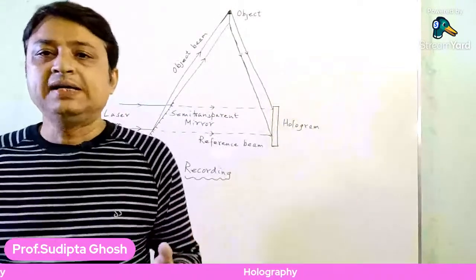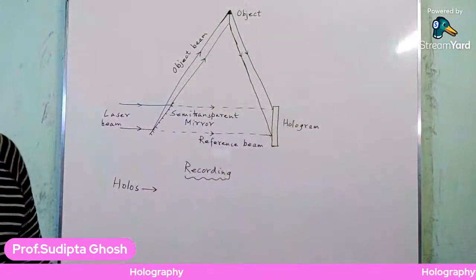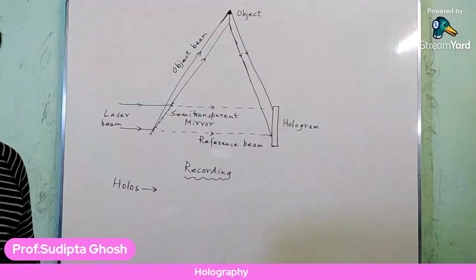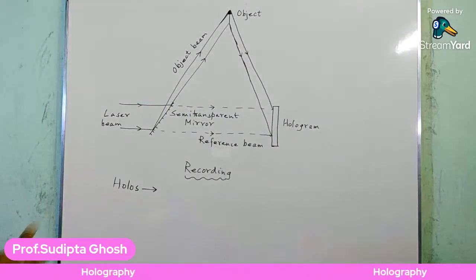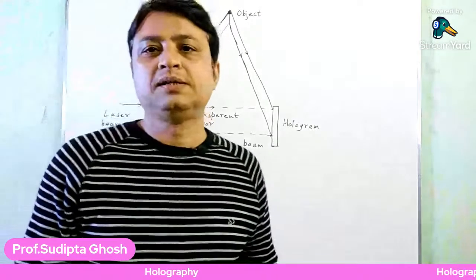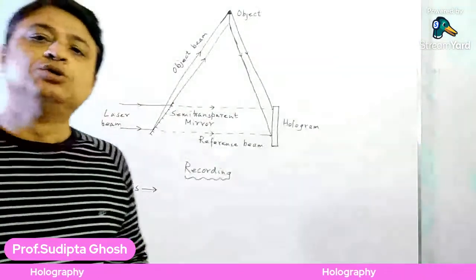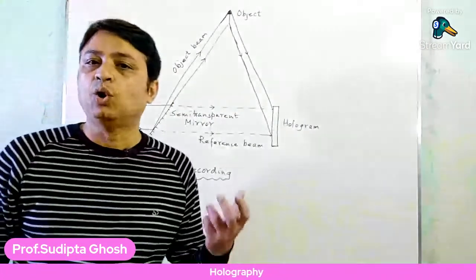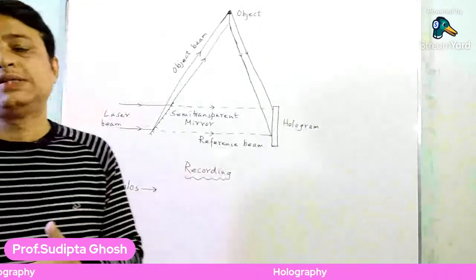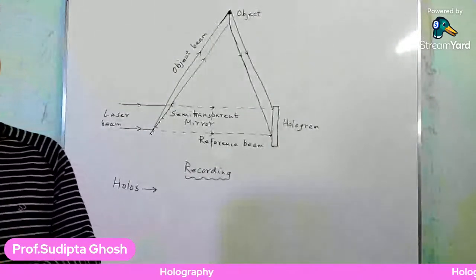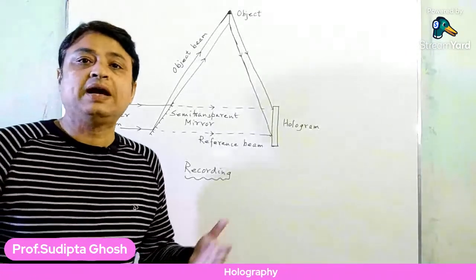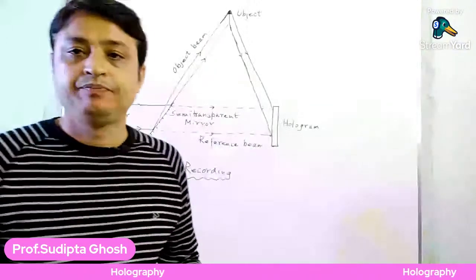Now, what does holography mean? Holography is a lensless two-step imaging process, in which we can produce three-dimensional images. That is also a difference between a photograph and a hologram. A photograph is a two-dimensional image, but in a hologram we can find a three-dimensional image.